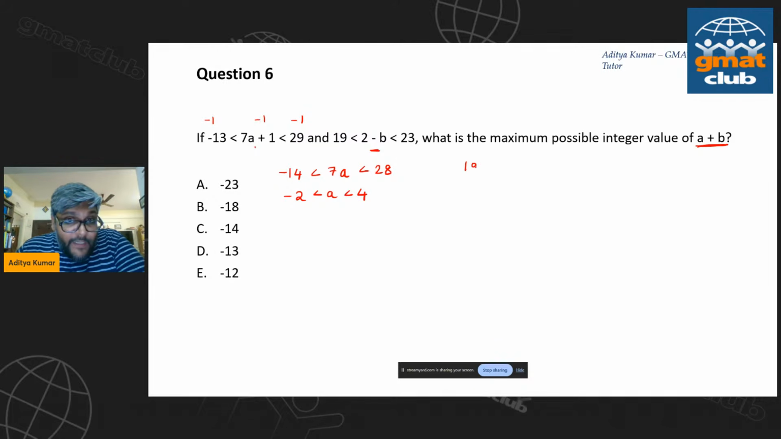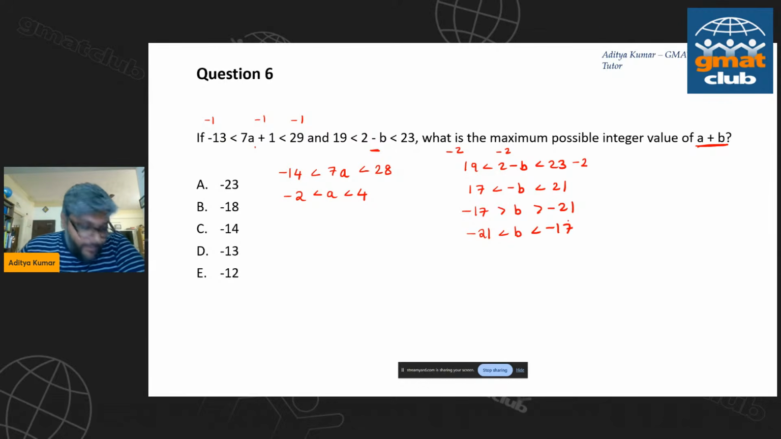And the range of b is 19 is less than 2 minus b is less than 23. So I'm going to subtract 2 throughout. So 17 is less than minus b is less than 21. It's a minus b, so I'm going to make it a plus b. So minus 17 is greater than b is greater than minus 21. I'm multiplying throughout by a negative sign, so I need to flip the inequalities. And I'm going to reverse it, right? I want to keep the inequality signs pointing in the same direction. So minus 21 is less than b is less than minus 17.